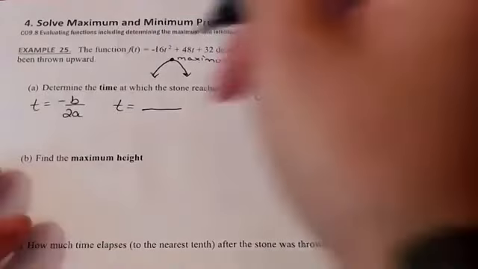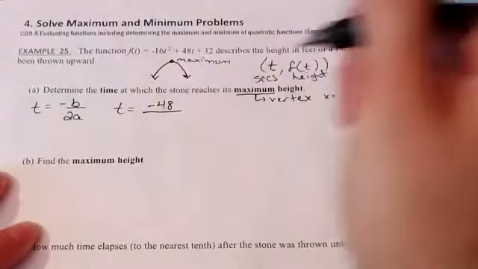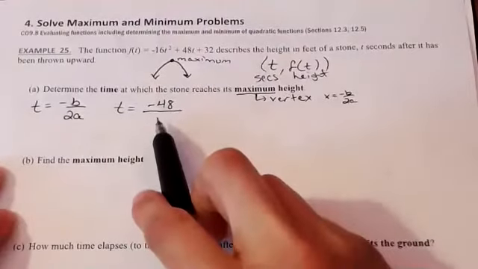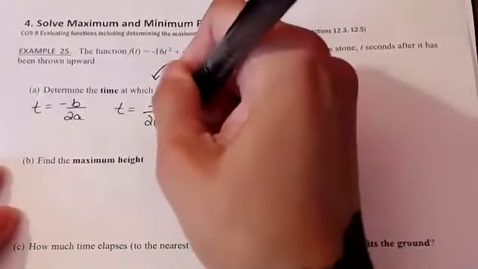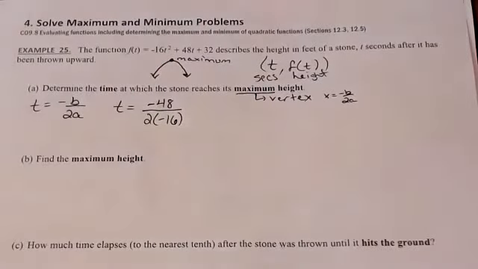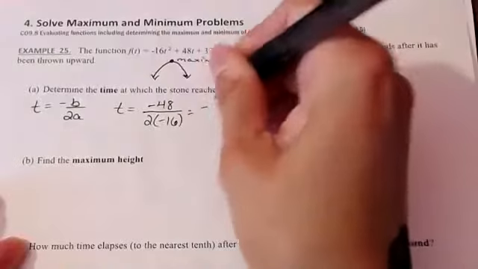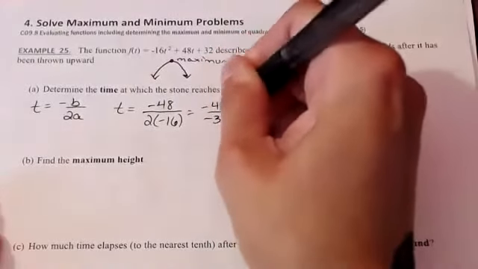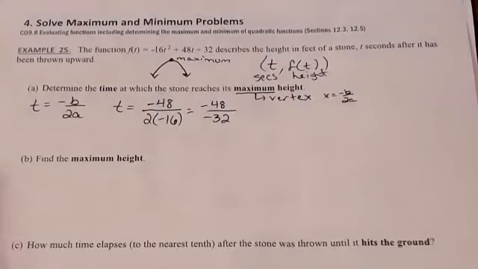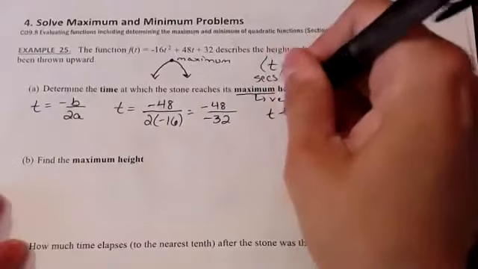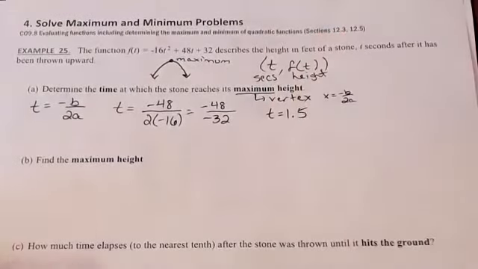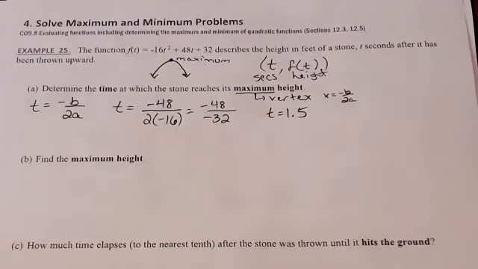Negative 48 over 16, negative 16a. I'm sorry, no, sorry, 2 times negative 16. Yes, excellent. So we have negative 48 over 2 times negative 16, negative b over 2a. So we do the math: this is negative 48 over negative 32. If you take your calculator, negative 48 divided by negative 32 gives you a t of positive 1.5. So the stone reaches its maximum height after 1.5 seconds.